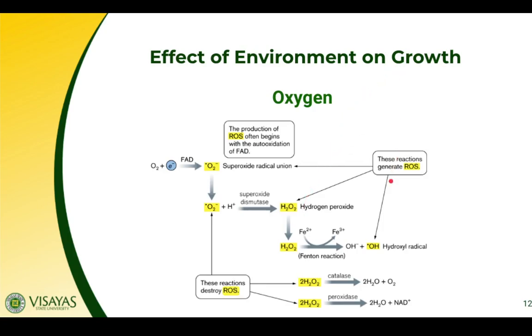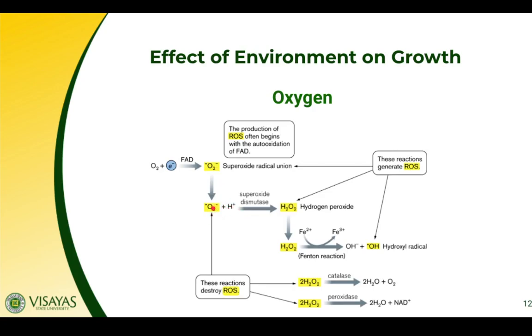First, when oxygen is auto-oxidized by flavin adenine dinucleotide, it will take in an extra electron. So it will produce a superoxide radical anion. It already has a negative charge, meaning oxygen has gained an electron.